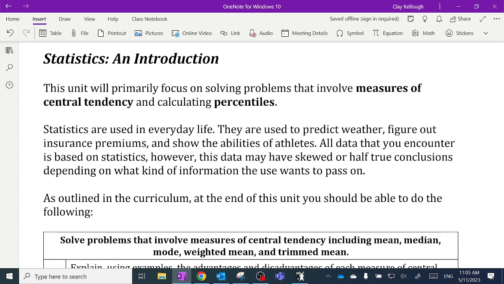Okay. So measures of central tendency and calculating something called percentiles. Those are the two biggest problems we'll tackle. But we'll talk about statistics in general when we can.